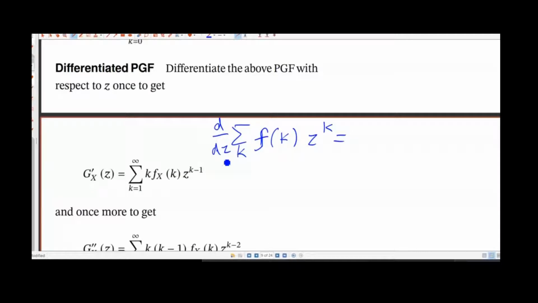Differentiation is a linear operator, so it can go inside this summation. So it will be the sum over the same k. f of k will appear as a constant because it doesn't depend on z. And what is the derivative of z to the kth? k z to the k minus 1. Why do I have to change the limits to start from 1 and not from 0? Can anybody tell that? Because in the original it starts from 0. Why does it need to start from 1 now?